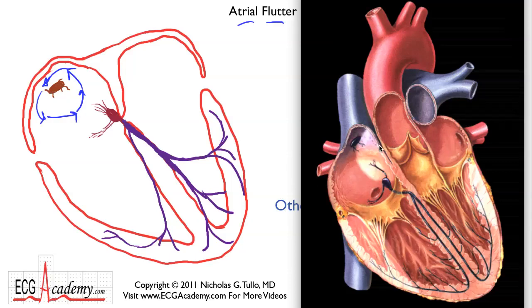It may cross through Bachmann's bundle to the left side as well. And of course, the AV node is going to conduct as many impulses as it can to the ventricles, depending upon what kind of shape the AV node is in. But the point is the signal is going round and round in a circle. Now, sometimes atrial flutters can come from a focal source, and we'll talk about that in a later lesson.